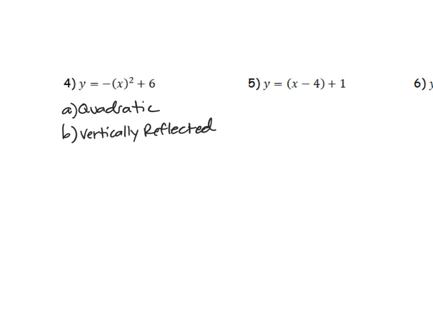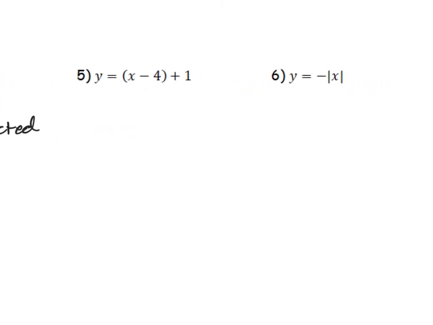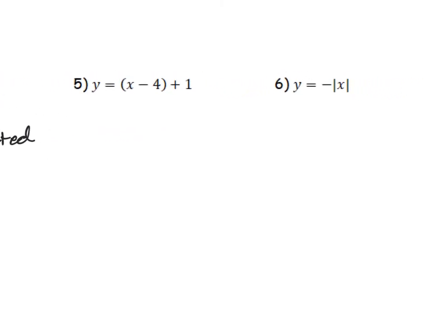And then lastly, I see a +6, and that +6 is outside of the function. It's outside of the x squared. So that means it's up or down, and a positive means up when we're talking about up or down, so up 6. All right, so I want you to pause the video and try these two on your own. So again, list the parent and the shifts for both.